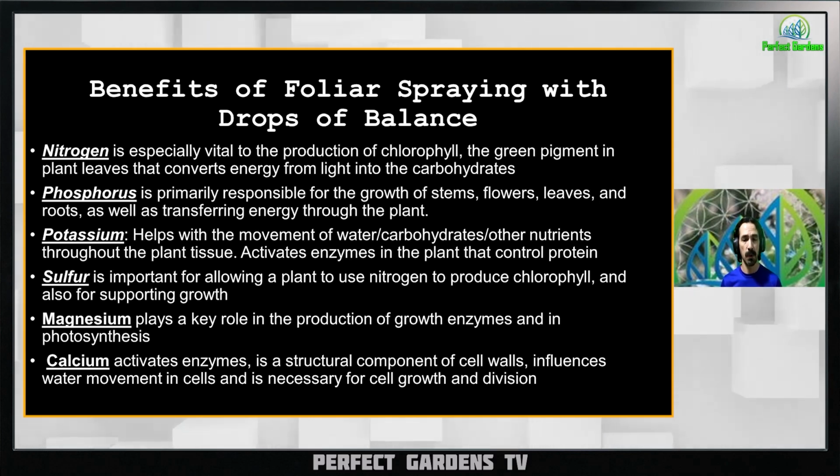Potassium helps with the movement of water, carbohydrates, and other nutrients throughout the plant tissues, and activates enzymes in the plant that control proteins. Proteins are needed for everything in the plant. Sulfur is important for allowing the plants to use nitrogen to produce chlorophyll. Magnesium plays a key role in the production of growth enzymes and in photosynthesis. Calcium activates enzymes, is a structural component of cell walls, influences water movement in the cells, and is necessary for cell growth and division. Calcium is needed throughout the entire process because the plant's growing.